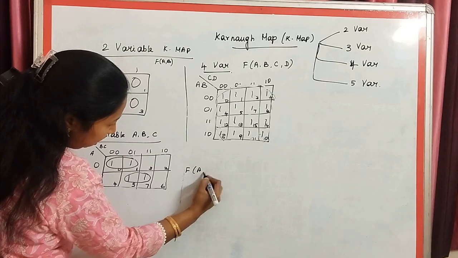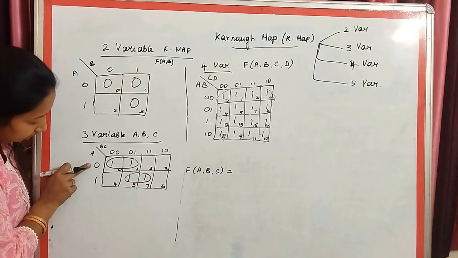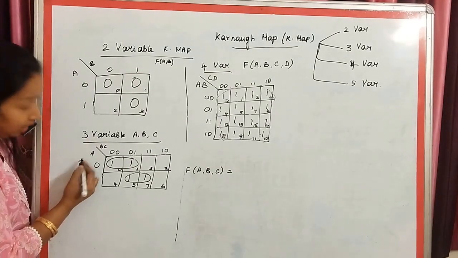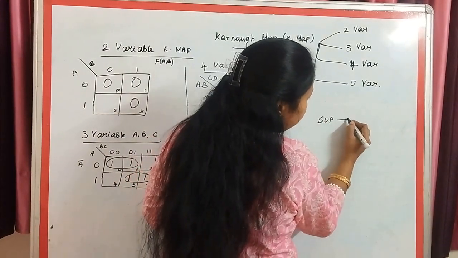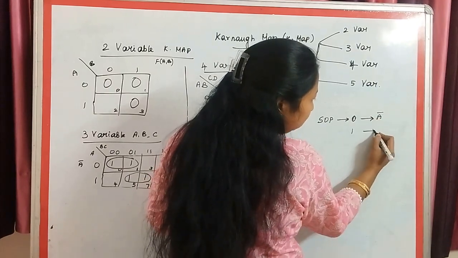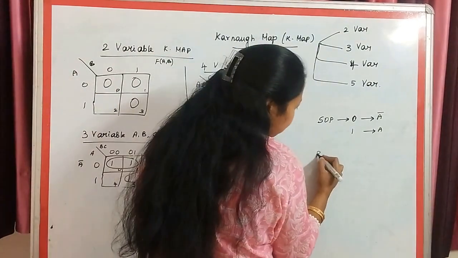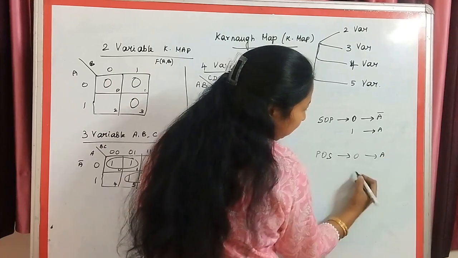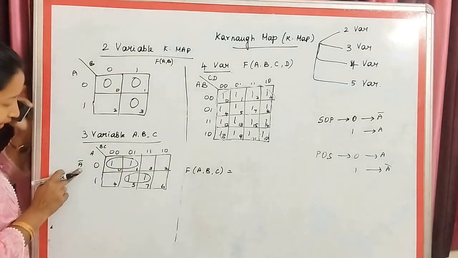F of a, b, c is equal to, now, a 0 corresponds to a bar. I told you in SOP, 0 corresponds to complement and 1 corresponds to the actual variable. Fine. In a similar way, in POS, product of sum, 0 corresponds to the actual variable and 1 corresponds to the complemented variable. Clear? Now based on that, tell me.